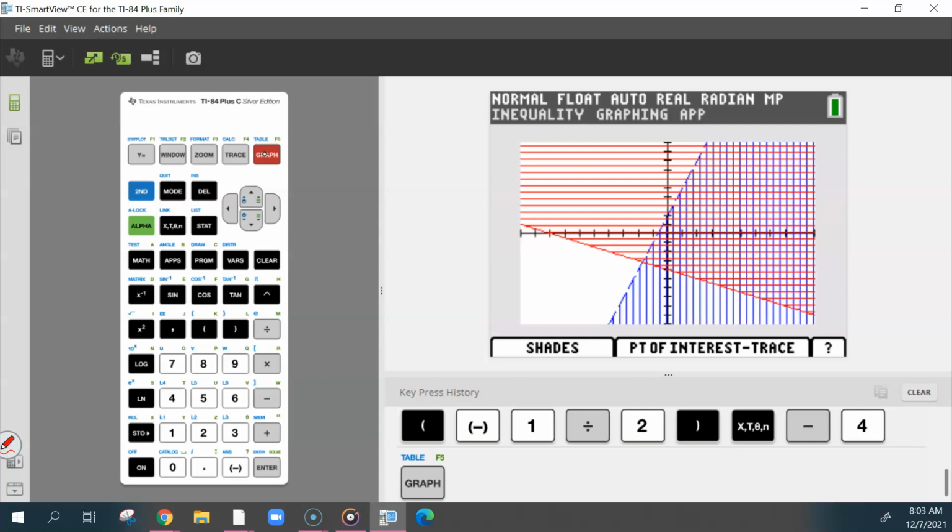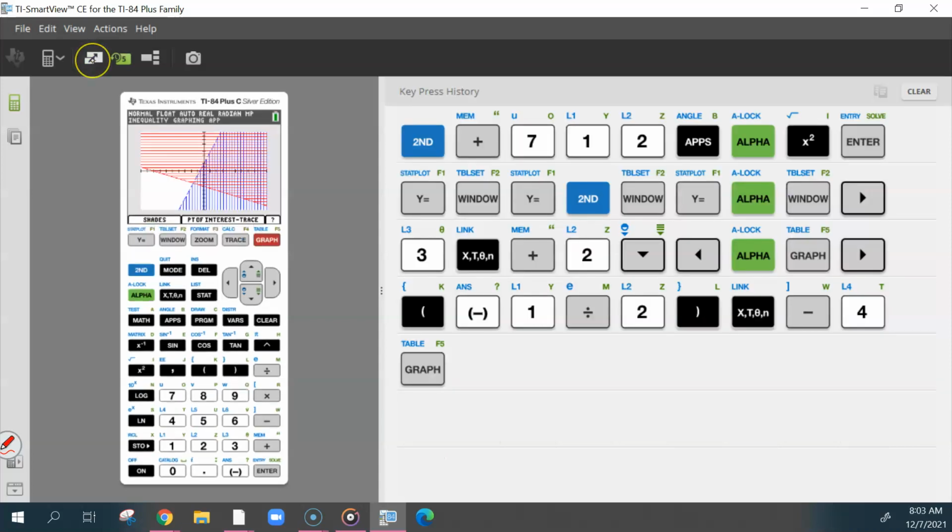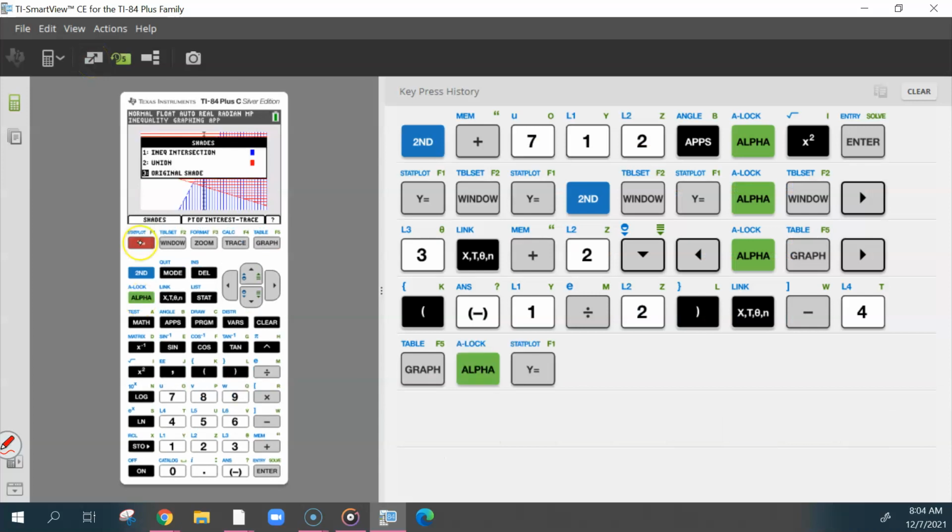There is another thing that I don't think I put on this. If you hit alpha and where it says shades, so Y1 or Y equals, alpha Y equals, you should get a menu that looks like this.